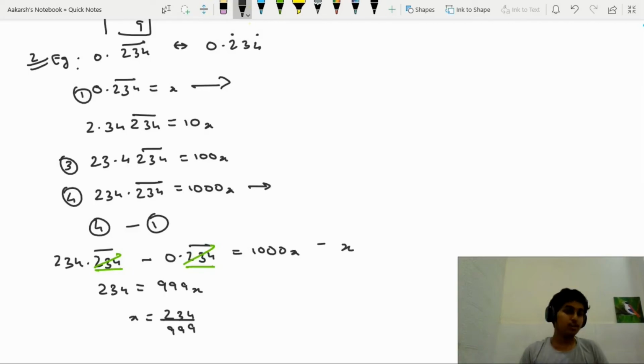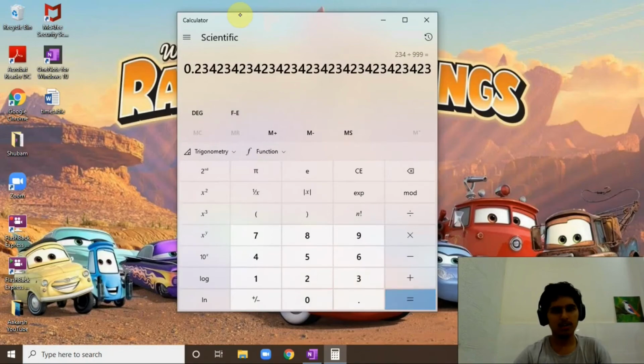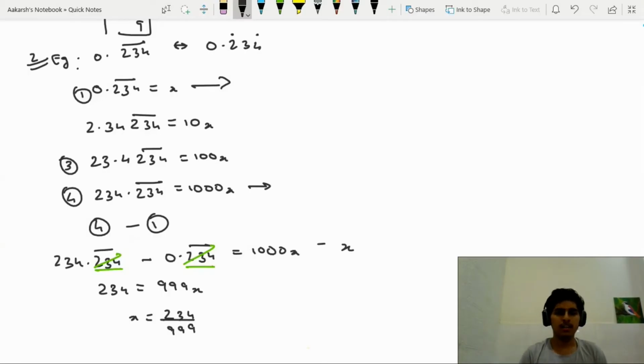So we need to check our answers, that is for sure. So let me just open the calculator once. So what we got was 234 by 999. Let's just see. So if you notice, it is nothing but 0.234234. Here the 234 is getting repeated, which is exactly what we had thought. So that's it, guys. Today I think I have imparted some knowledge to you, passed on this recurring decimals to fractions. It is an extremely easy topic, just that you have seen. All you need to figure out is what power of 10 you should multiply.